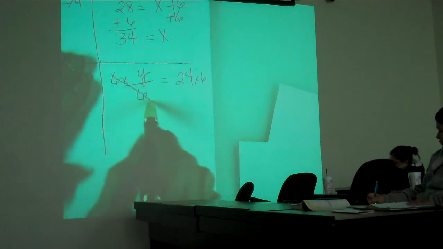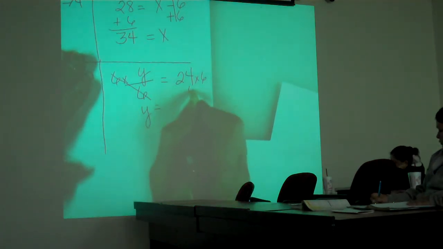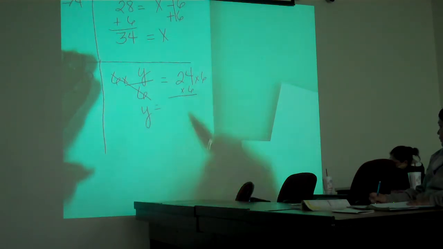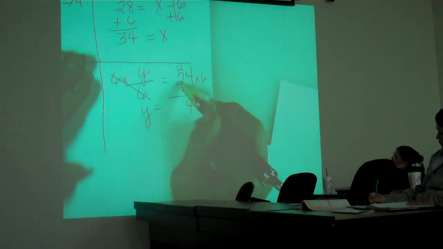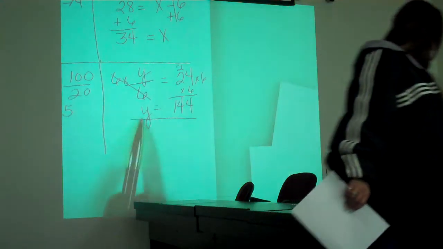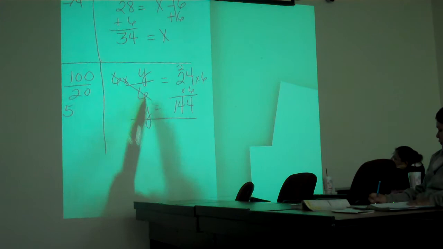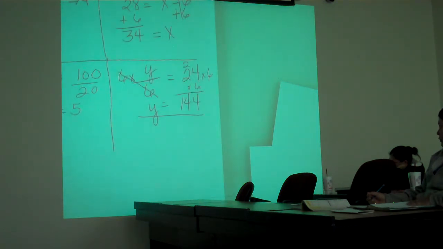6 over 6 is 1. 1y is just y. Okay, now do 24 times 6. 6 times 4, 24. 6 times 2, 12, 13, 14. Okay. So this is telling you 144 divided by 6 is 24. And that checks out. Okay. That's how to solve them.